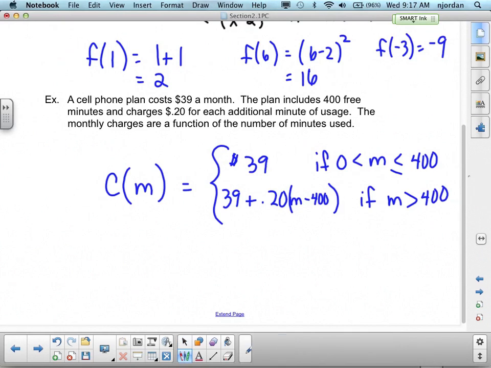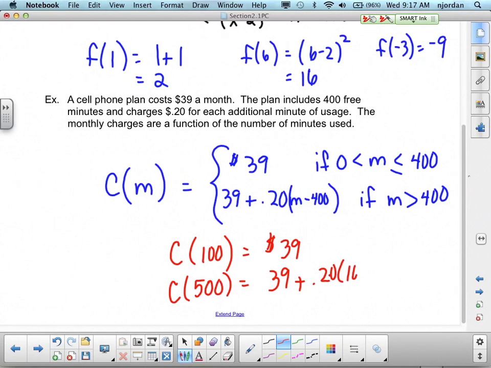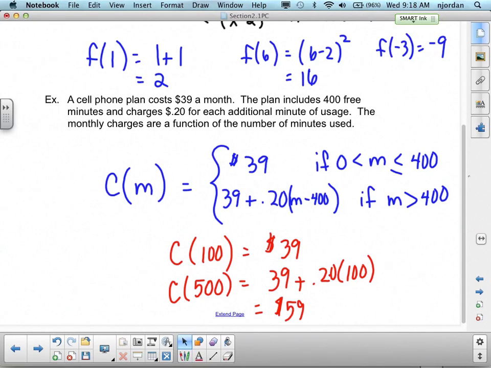So think about that. If we have the cost of, let's say you spend 100 minutes on the phone 1 month. Obviously, you're just being charged $39. Okay? But what if you're spending 500 minutes on the phone in 1 month? You're going to be charged $39 plus 20 cents times that extra 100 minutes. When we substitute in the 500, we're going to have 20 cents times that, and that adds up to $59. All right, so that's a good example of a piecewise function. Again, we'll do more with those later on the calculator.